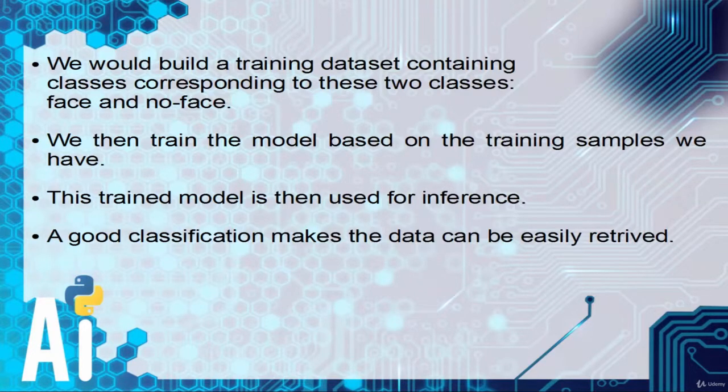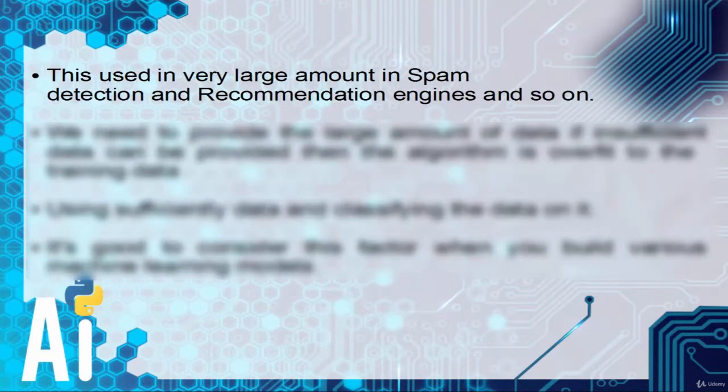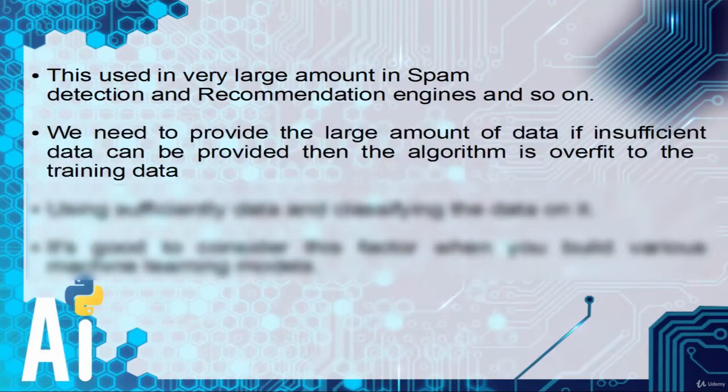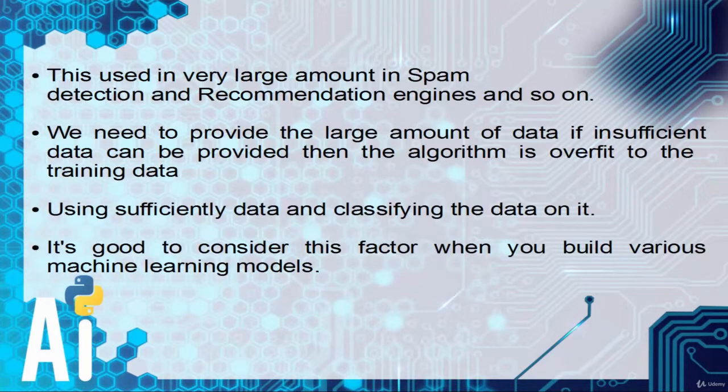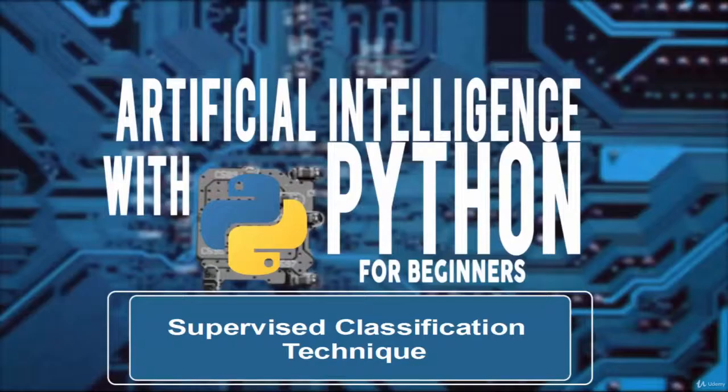With good classification, data can be easily retrieved. This is used very widely in spam detection, recommendation engines and so on. We need to provide a large amount of data. If insufficient data is provided, then the algorithm will overfit to the training data. It's good to consider this factor, using sufficient data, when you build various machine learning models.